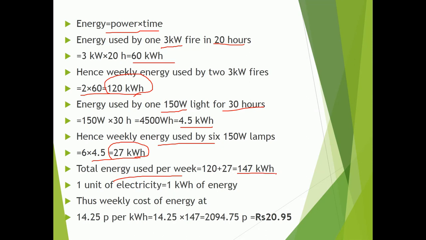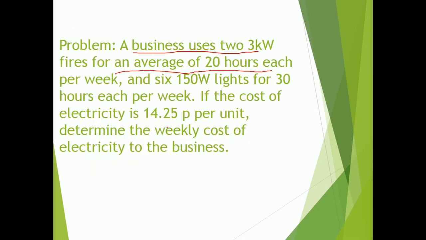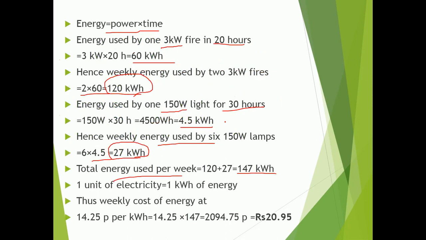Now let us calculate the last portion, which is costing. If the costing is 14.25 paisa per unit, what is 1 unit? 1 unit is 1 kilowatt hour of energy. So the total costing will be 14.25 into 147 kilowatt hour, divided by 100 to convert paisa into rupees. It comes out to be 20.95 rupees as the costing.